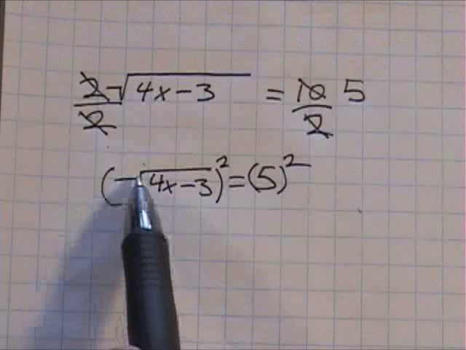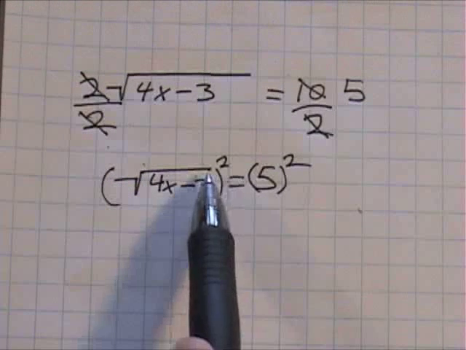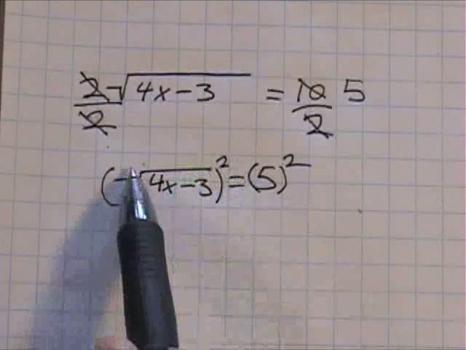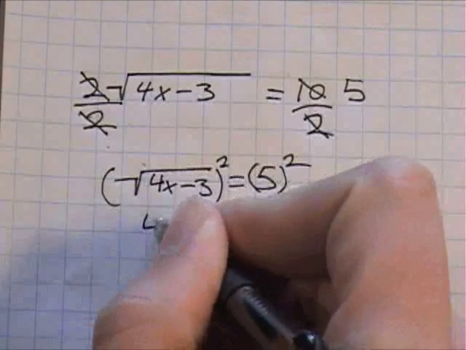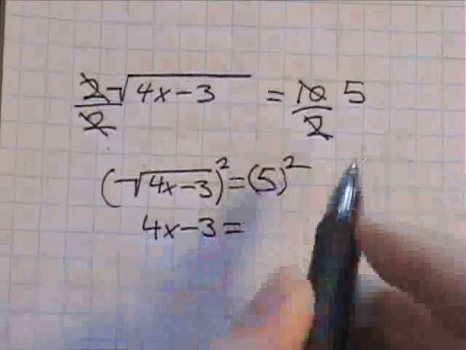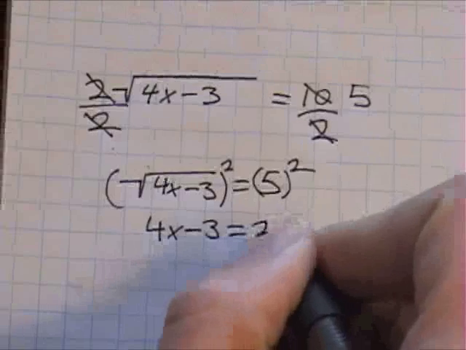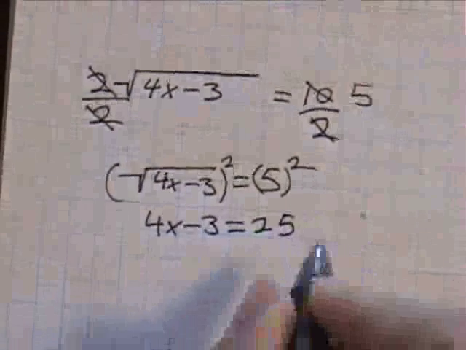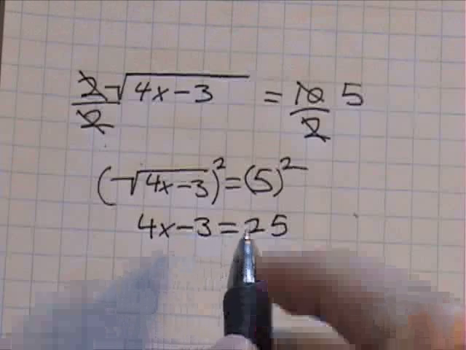When you raise a radical to the same power as its index, the radical sign simply disappears, and you have 4x minus 3 equals, and this is going to be 25. Now you can go ahead and solve it with basic algebra.